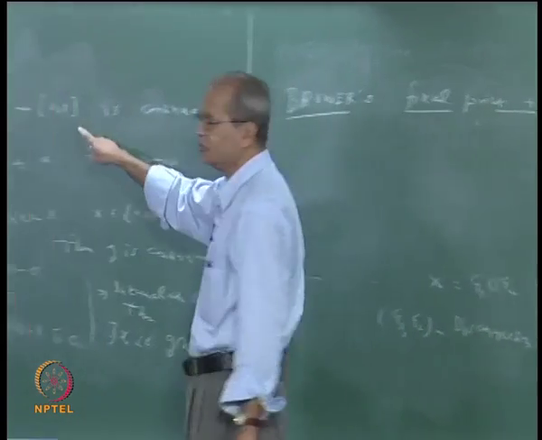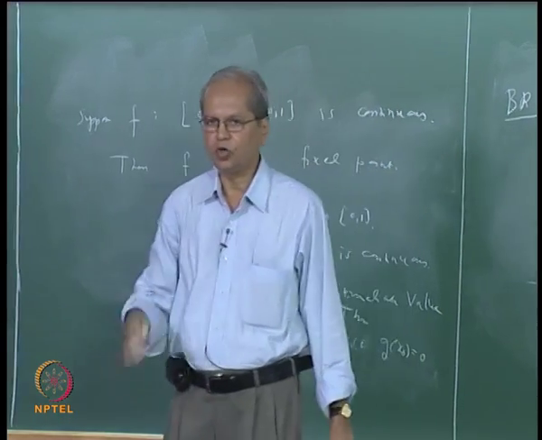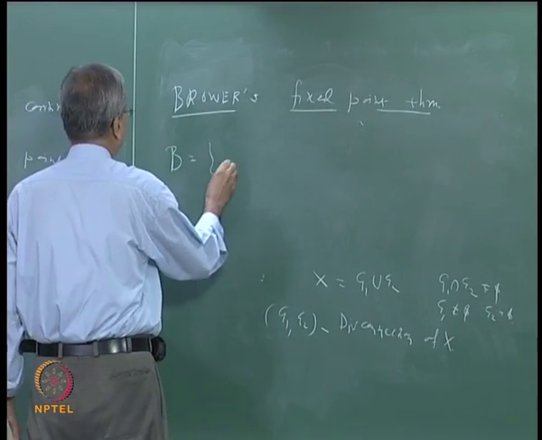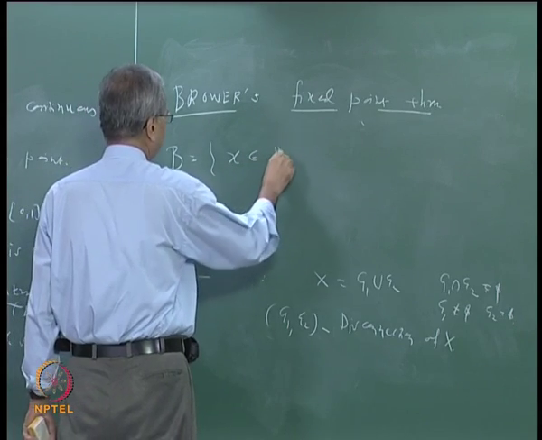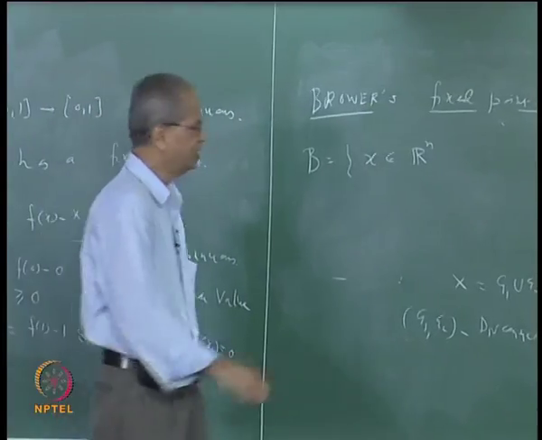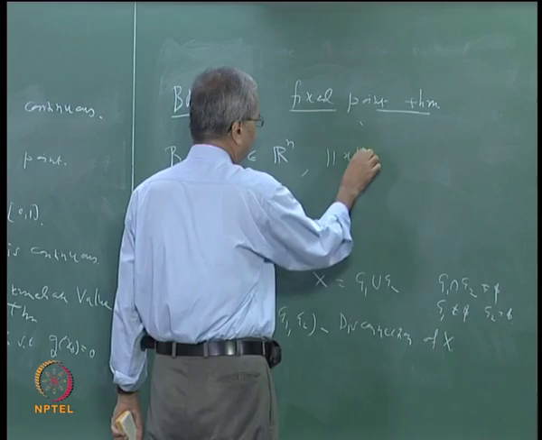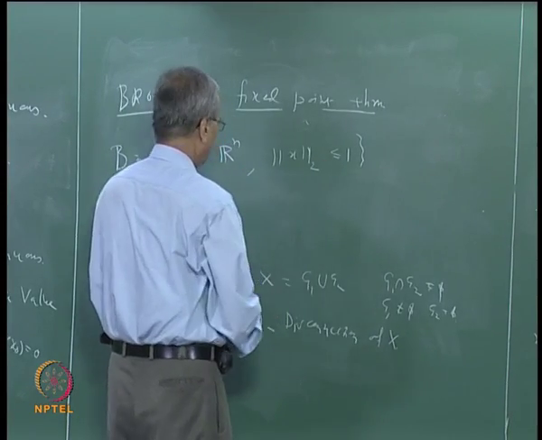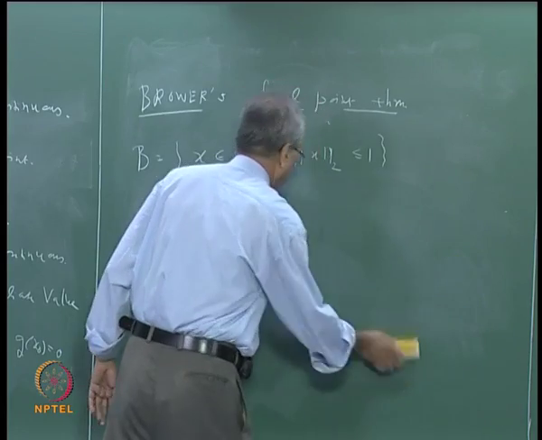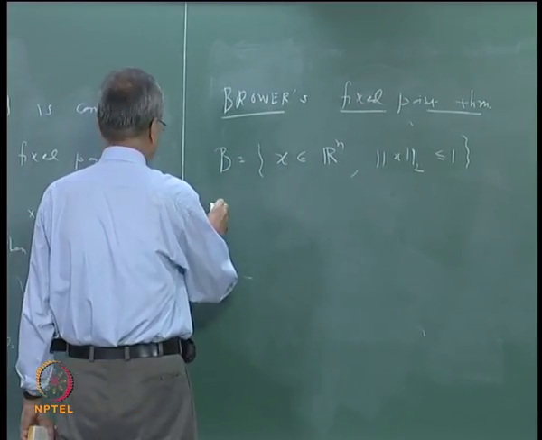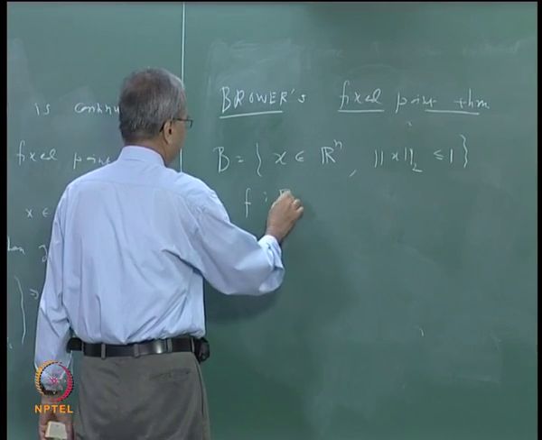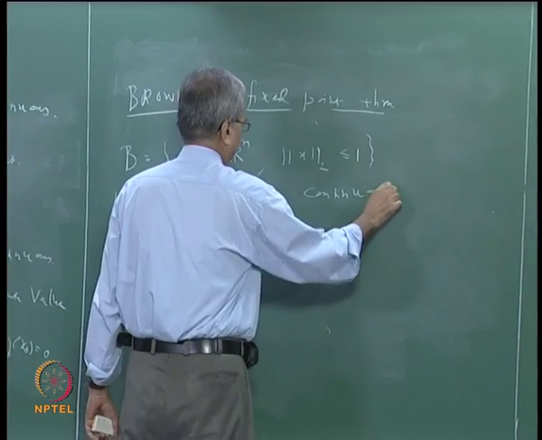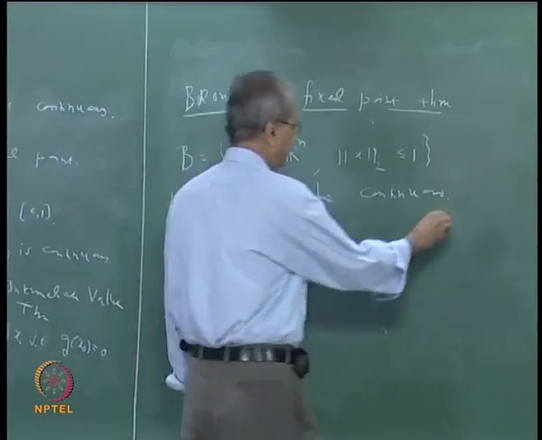So instead of this interval [0,1], we take what is called a closed unit ball in R^n. Suppose I call that ball B. What is a closed unit ball in R^n? It is the ball with center at 0 and radius 1. So it is the set of all x in R^n with norm of x less than or equal to 1. You can take any norm here. For the time being, let me just take the usual Euclidean norm. And let f from B to B be continuous. Then f has a fixed point.